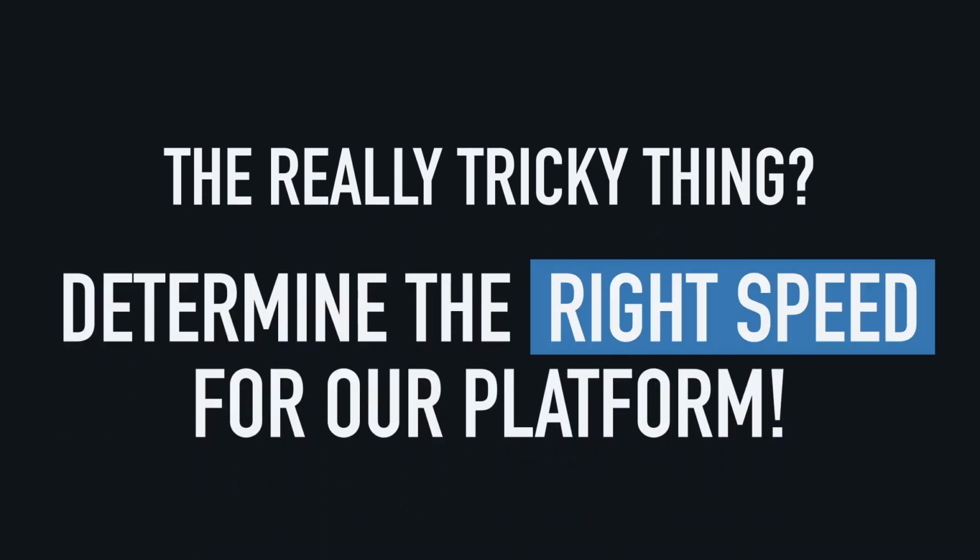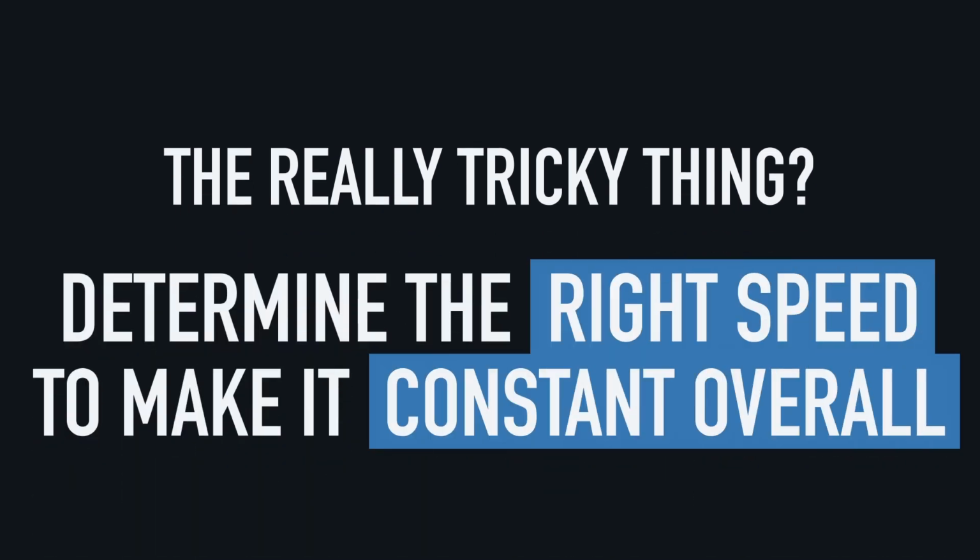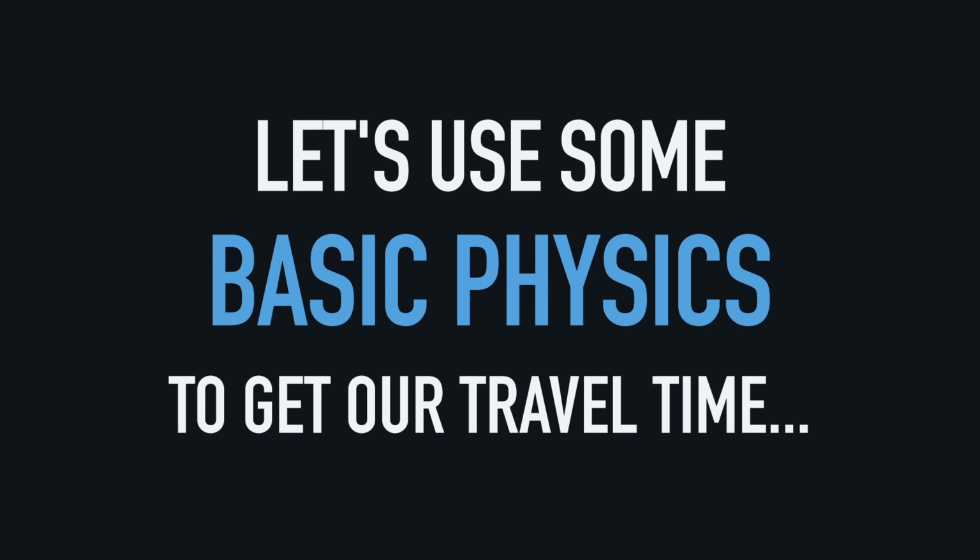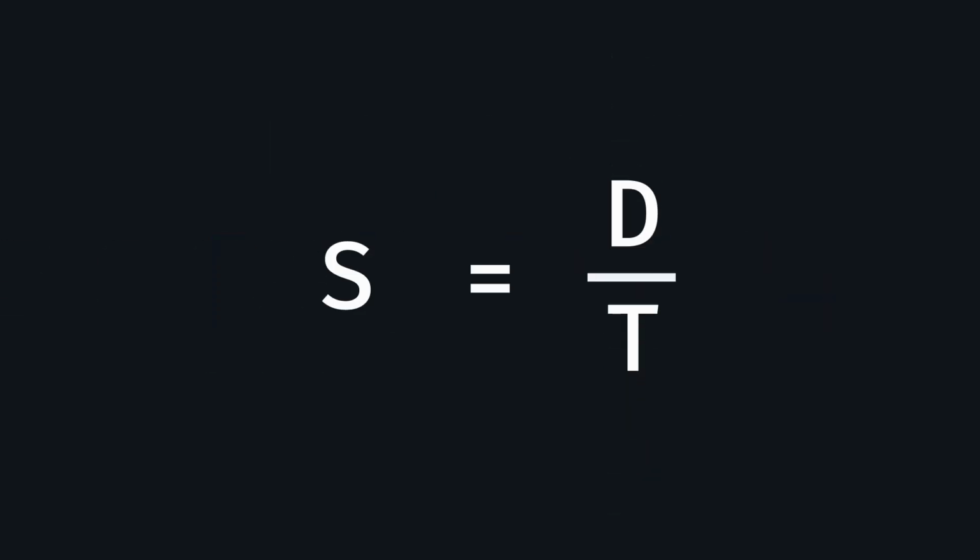So the really delicate part here is to properly determine the speed of a platform so that it's constant on the path. To avoid this issue, we just need to use some basic physics formula and actually base our interpolation on the expected travel time. As you probably know, the speed of an object can be computed by dividing the travel distance by the time it takes the object to travel said distance.